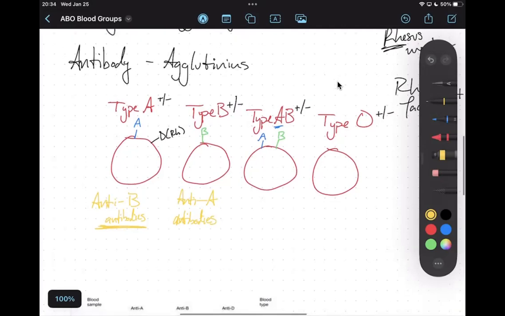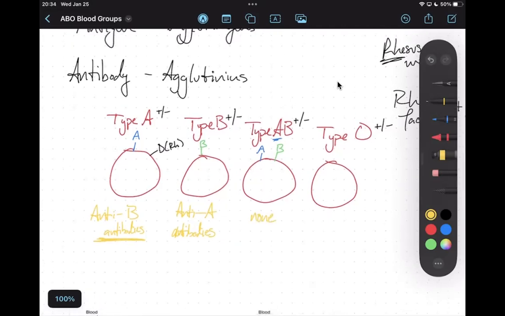It turns out that we'll actually have none, because we have both antigens. We have the A antigen and the B antigen, so there are no antibodies left over. If A blood is introduced, it will accept it. If B blood is introduced, it will also accept it. So using that information, if we go to type O blood, what antibodies do we have?